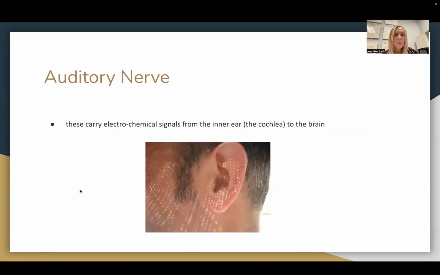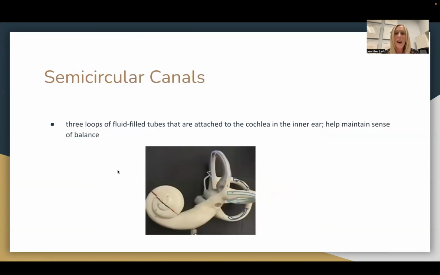Once those are formed, then we have auditory nerves that carry those signals from the inner ear up to the brain. And that's what we've got. Next time in class, we're going to talk about your vestibular sense. And so I just want to preview for you this structure called the semicircular canals. These are 3 loops of fluid-filled tubes that are attached to the cochlea in the inner ear, and they help us maintain our sense of balance. If you've ever had vertigo, I'm so sorry because that's a terrible feeling, but all of that is controlled based on the positioning of the fluid in those inner ear canals.